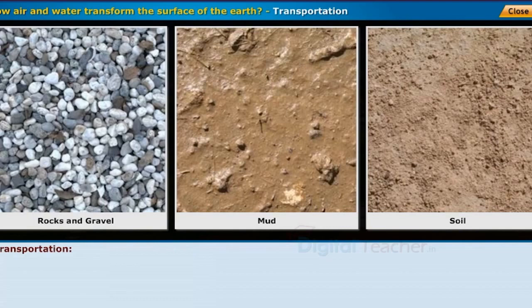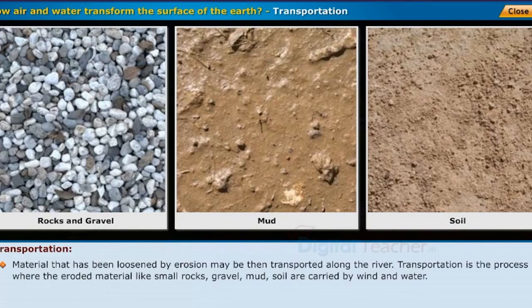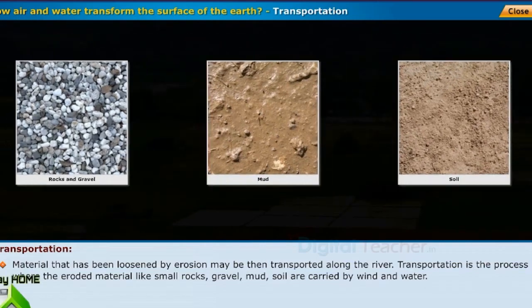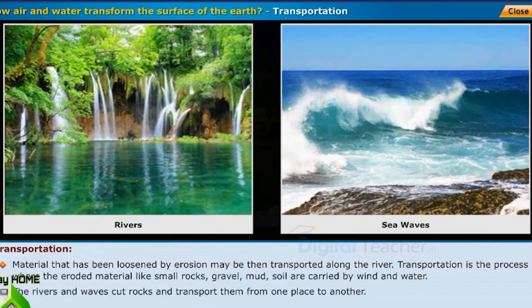Transportation. Material that has been loosened by erosion may be then transported along the river. Transportation is the process where the eroded material like small rock, gravel, mud, soil are carried by wind and water. The rivers and waves cut rocks and transport them from one place to another.